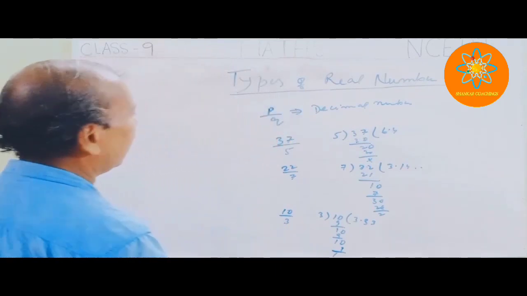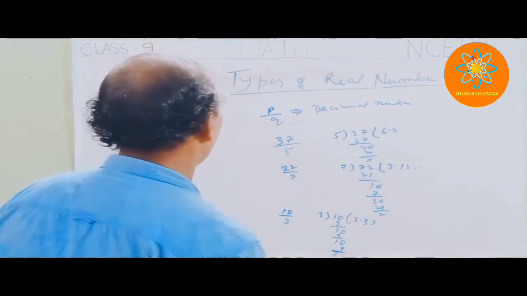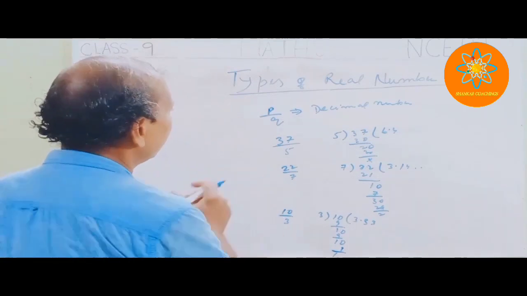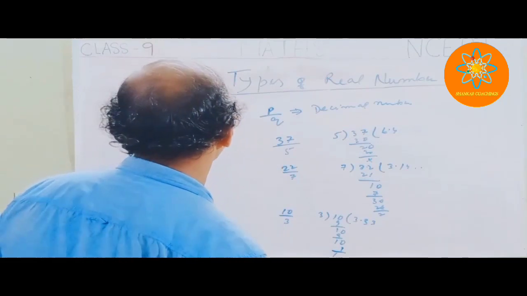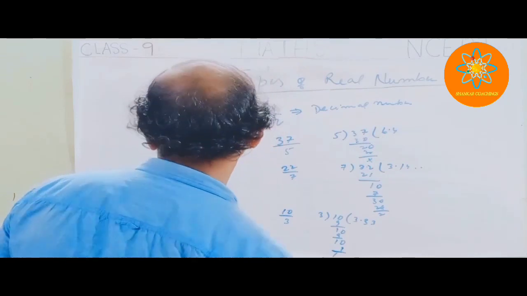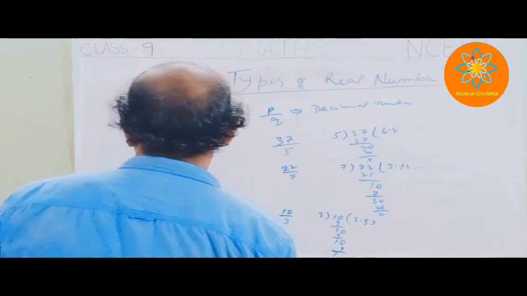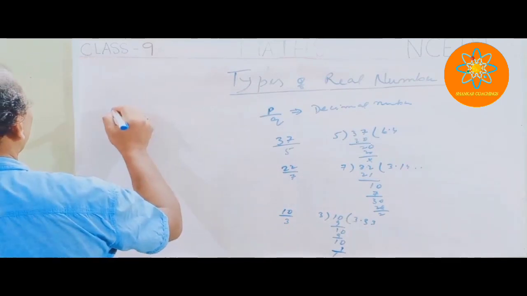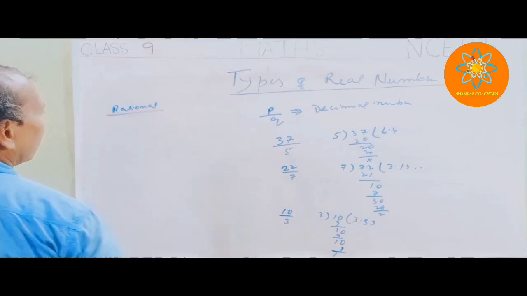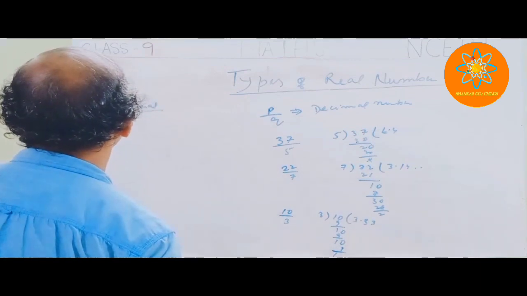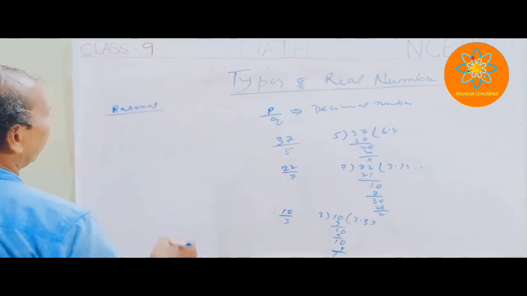Now let's suppose I want to find the rational number in between two numbers. How do I find it? The rational number between two numbers and the irrational number between two. For the rational number, there is the mean method, and there is the equal denominator method.